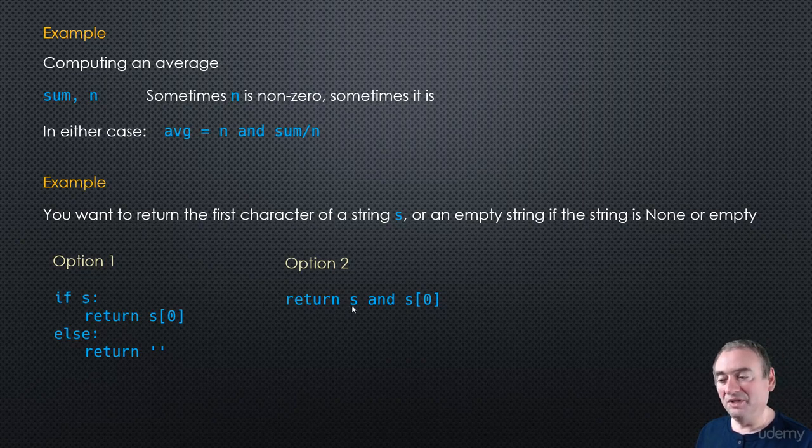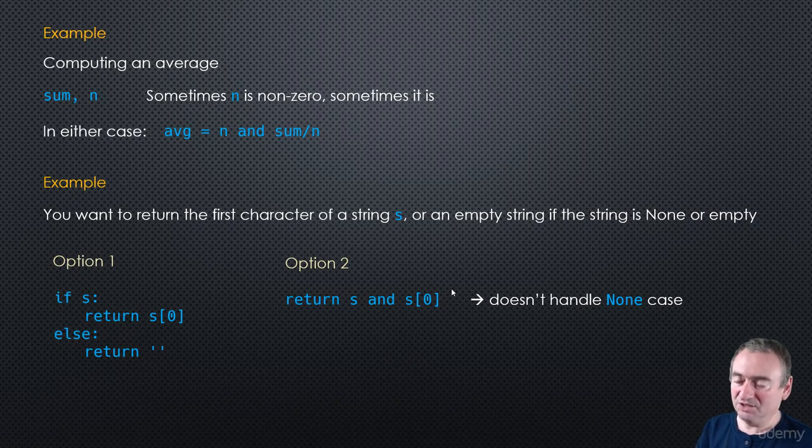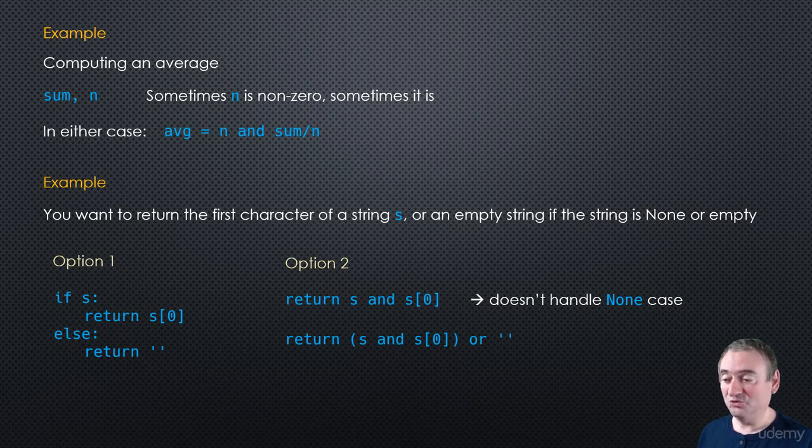However, what is it going to return when s is none? It doesn't work well with the none case. It's not going to do what we want. We want it to return an empty string if the string is none. Here, it's going to return none if s is none. So how can we fix that? Well, we can take whatever this returns and we can OR it with the empty string, so that if the return of this thing here is falsy, which means none or the empty string, we're going to replace it with the empty string. So we can do it this way: return s and s[0] or the empty string. And that will do exactly what we want.